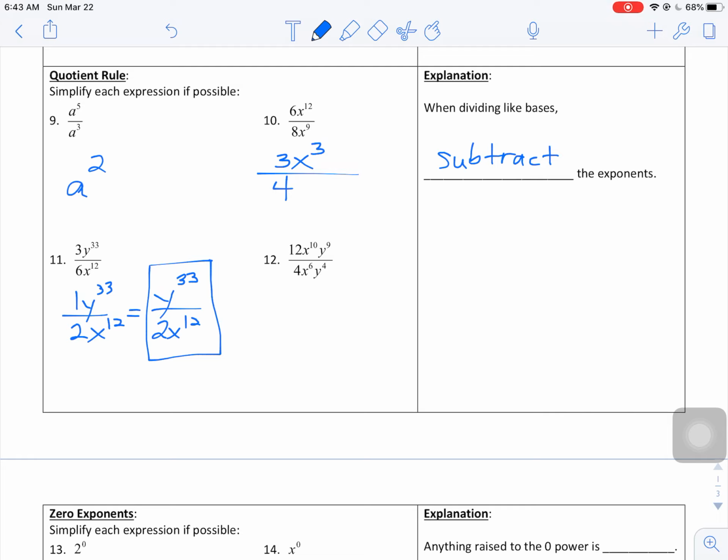On 12, 12 divided by 4 is 3. For the x's, 10 minus 6 is 4. For the y's, 9 minus 4 is 5.